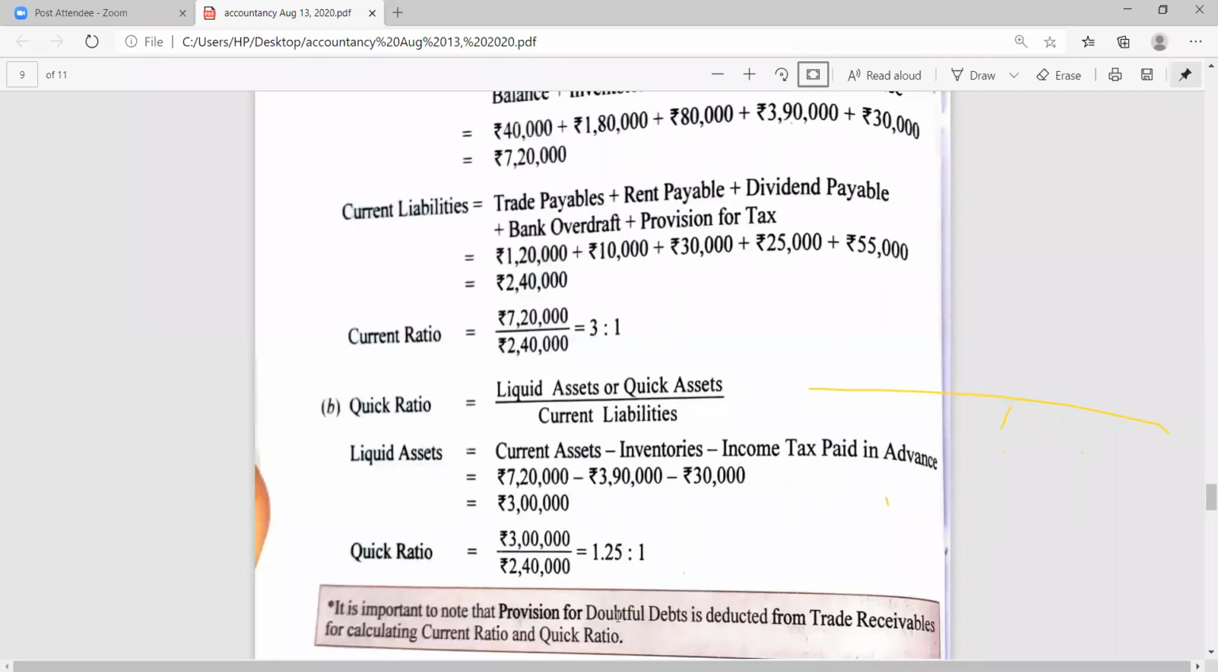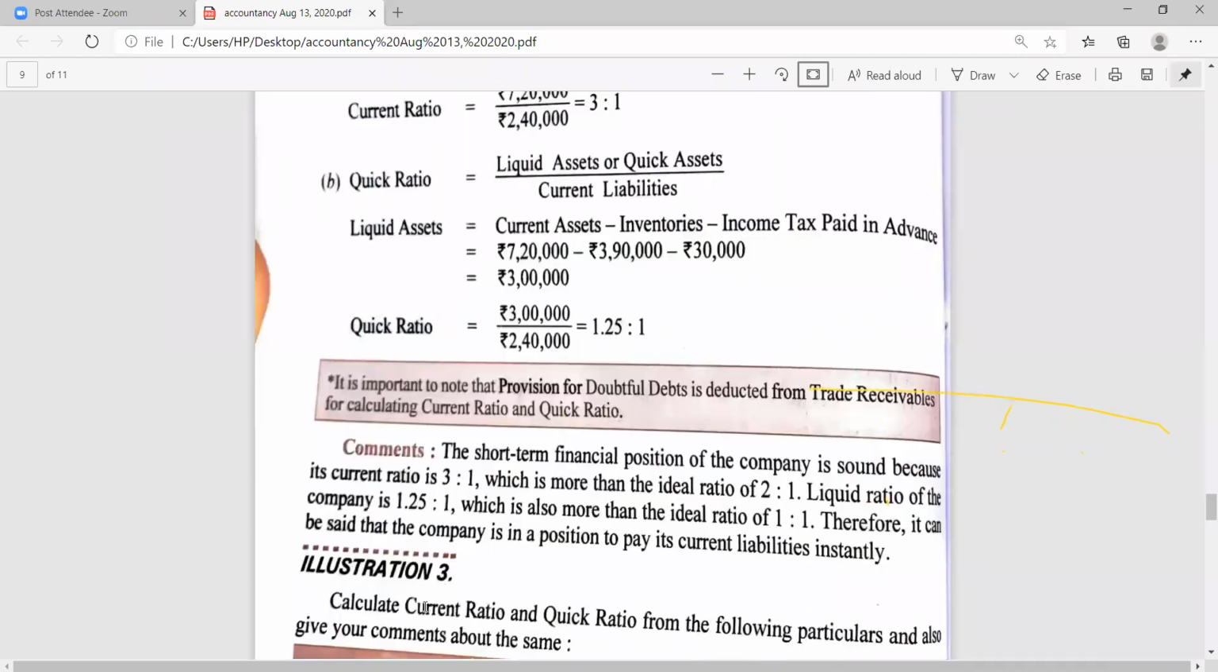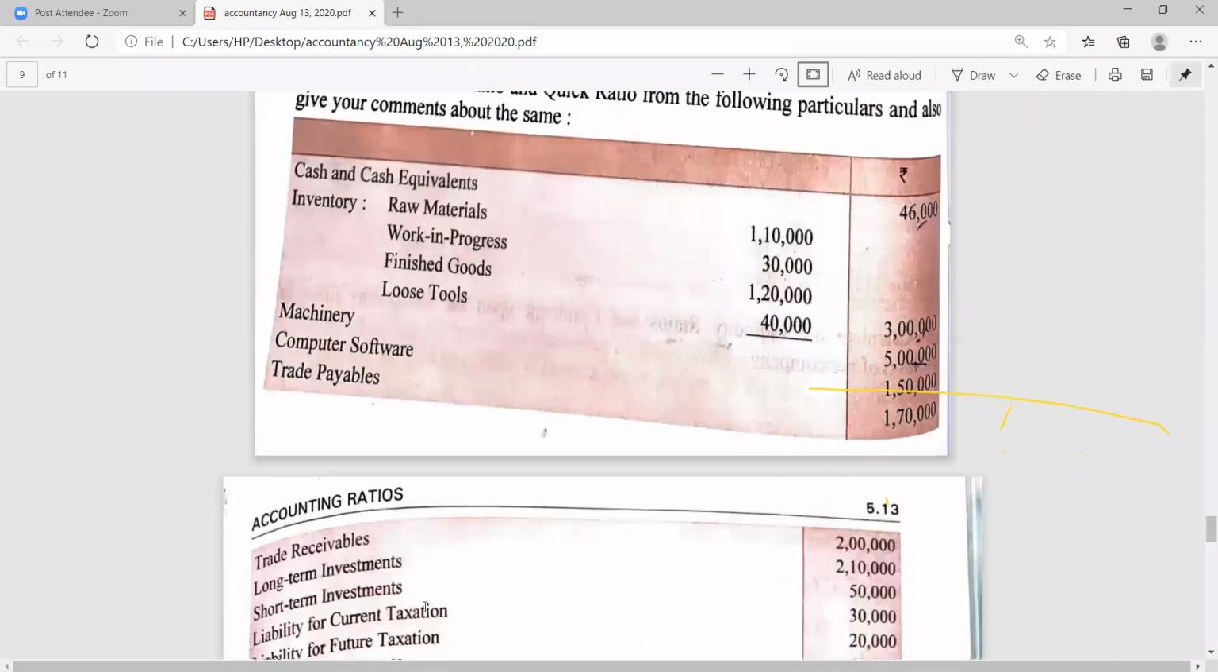And the ideal quick ratio is 1:1. So we can comment on the liquidity position of a business: the ideal is 1:1, while the company has the ratio of 1.25:1. So it can be said the current liabilities can be paid instantly by the company. The company is in a satisfactory position to pay its current liabilities out of its quick assets or liquid assets. In this way, you have to do all the next questions up to 5.